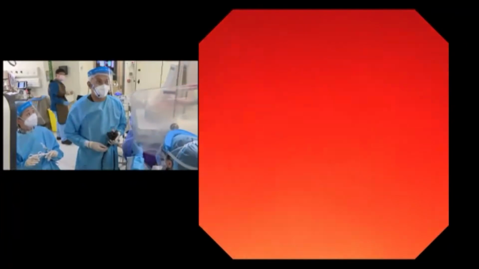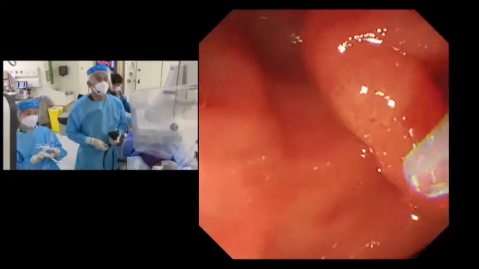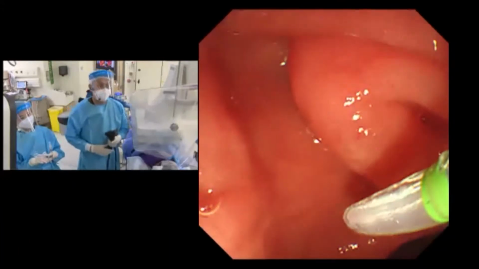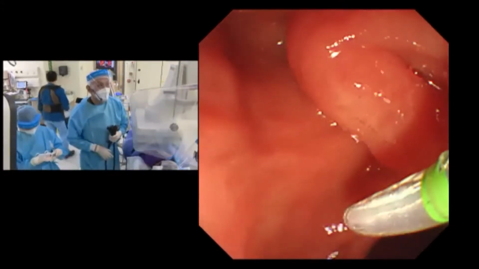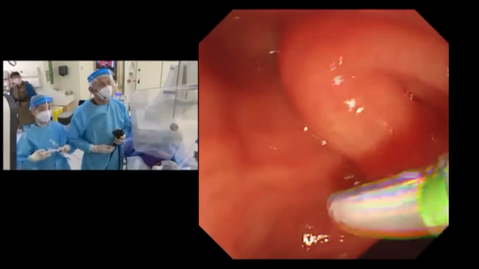In terms of devices, I'm going to be using the Olympus Clever Cut 3. And my wire of choice is usually the 0.025 VisiGlide angled tip guide wire. So let's try to cannulate. Can we tighten the sphincter a little bit?